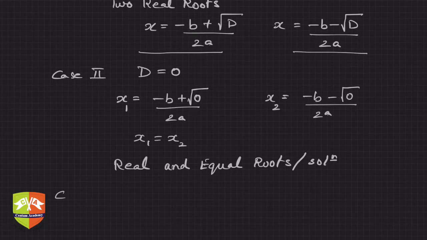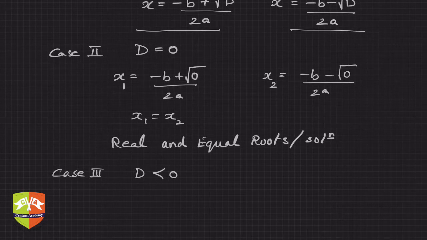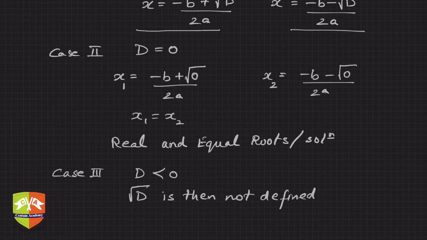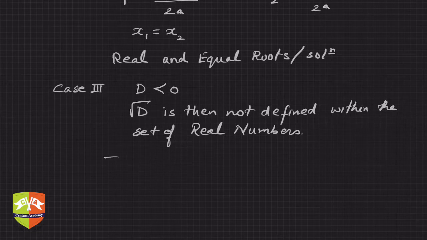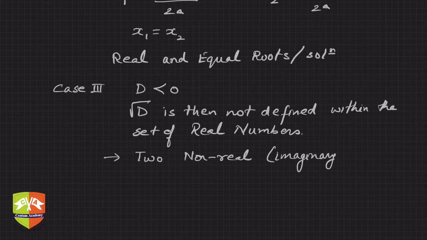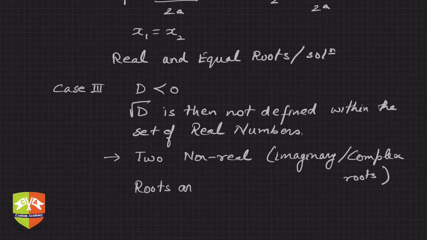And then the third case. Case 3 is when D is less than 0. Then clearly root D is not defined within the set of real numbers, isn't it? So we declare what? In this case, the inference is we have two non-real roots, or you can also say imaginary, or rather the better word is complex roots. Okay, so two non-real roots, right? So the roots are not real. This is the inference.